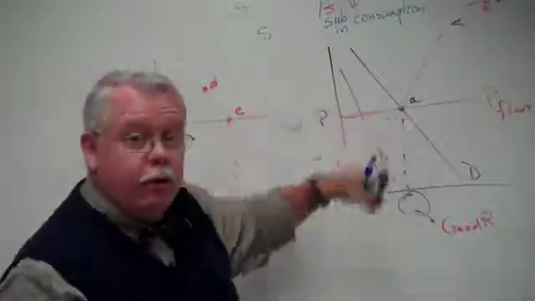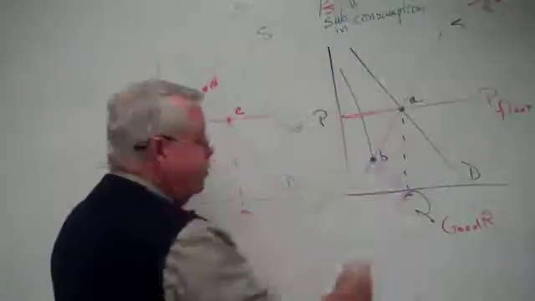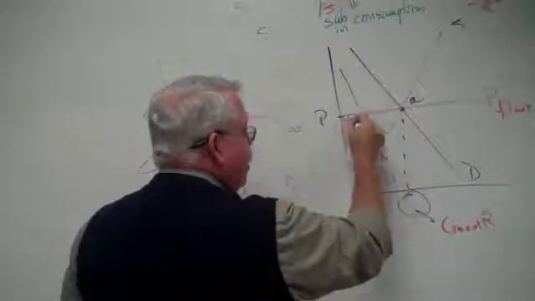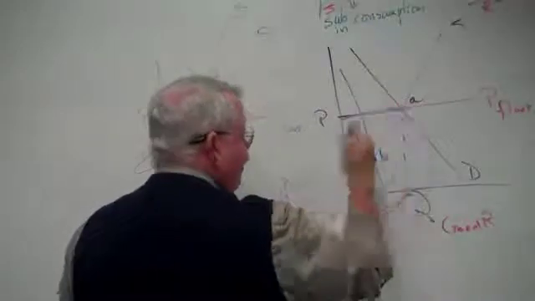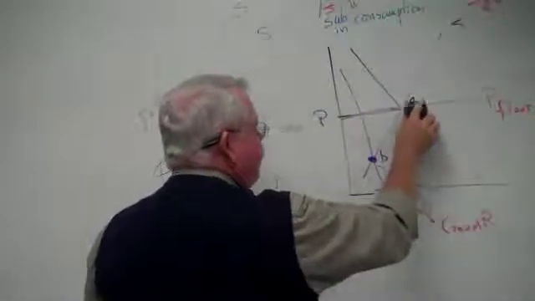Let's look over here and see what happens. The demand curve is now shifted to the left. Equilibrium is down here, but the price is still stuck up here. It's not allowed to fall. So what does that mean? Well, it means that this demand curve doesn't exist anymore.